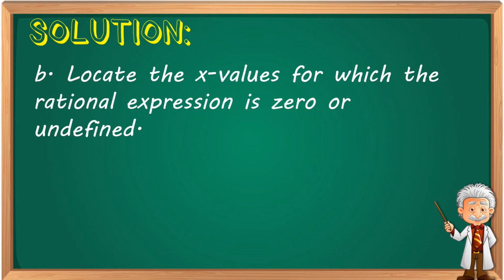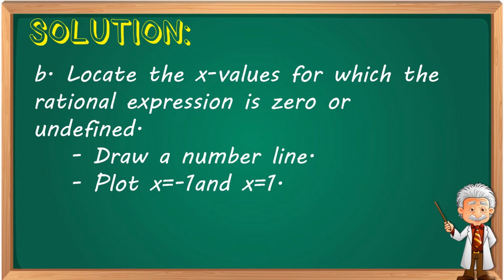Letter B. Locate the x values for which the rational expression is 0 or undefined. We are going to draw a number line and plot x is equal to negative 1 and x is equal to 1. Saan nanggaling si x is equal to negative 1? We set the numerator equal to 0, and x is equal to 1, we set the denominator equal to 0. And we solve for the value of x.